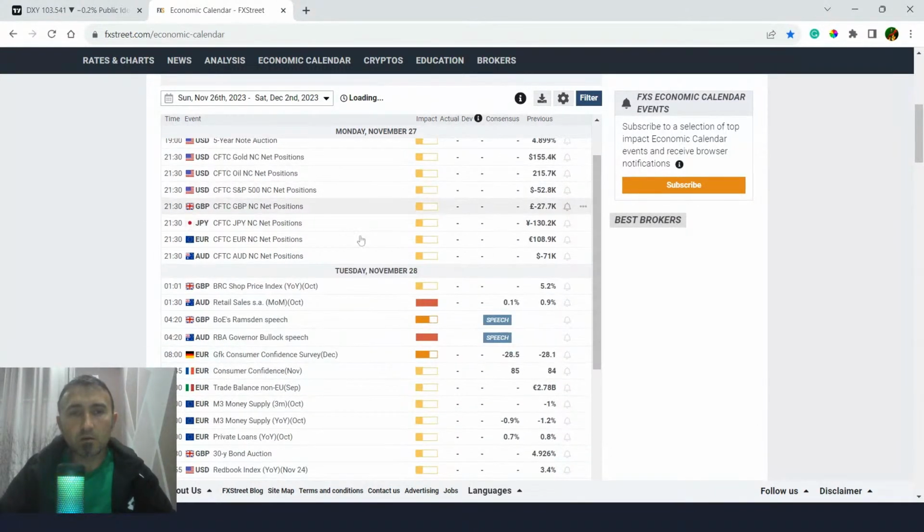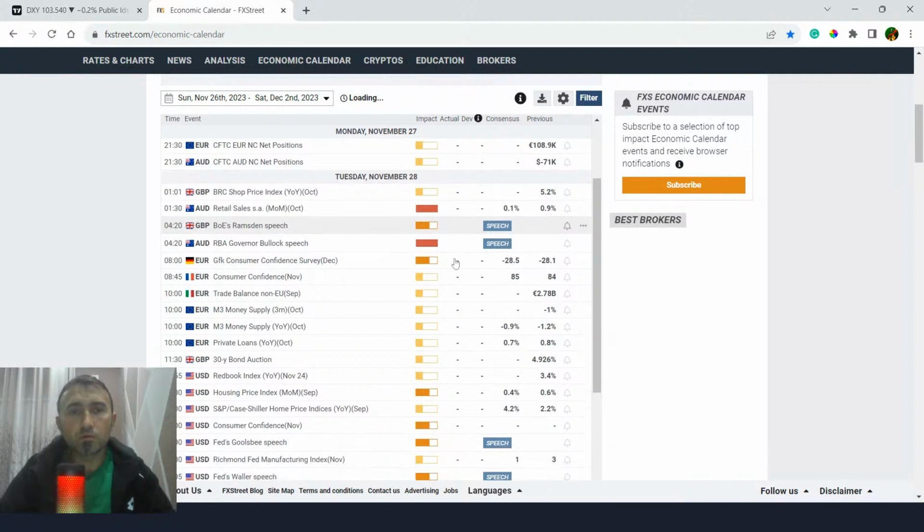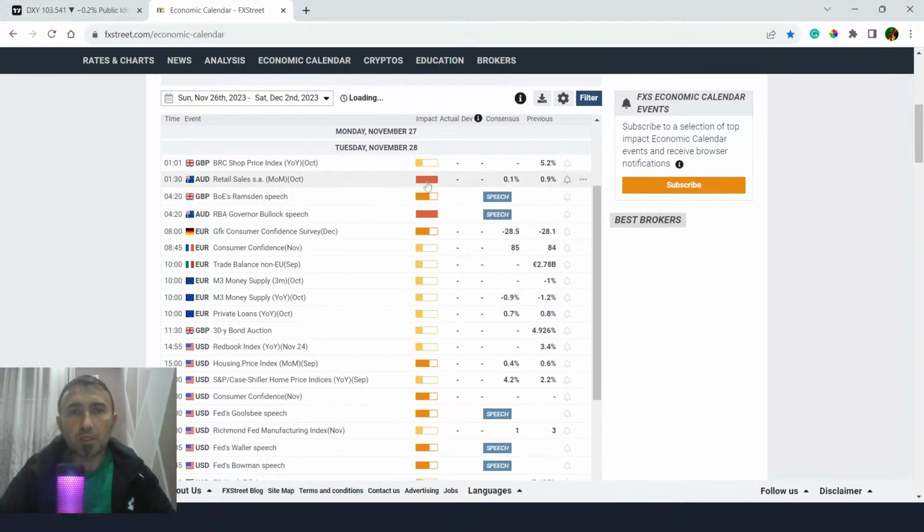So let's see what surprises we have for Tuesday. We can see in red that are very important, Australian retail sales numbers. During the previous month, it was 0.9%, and this time it is expected to be 0.1%. This is going to impact the inflation and the GDP data in both ways.